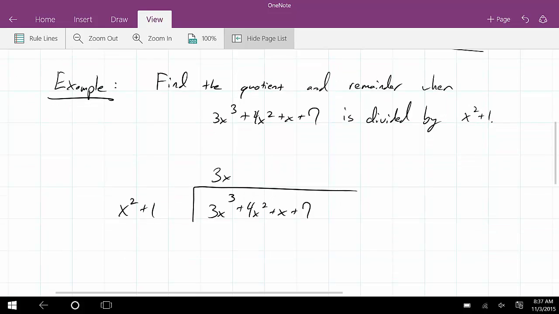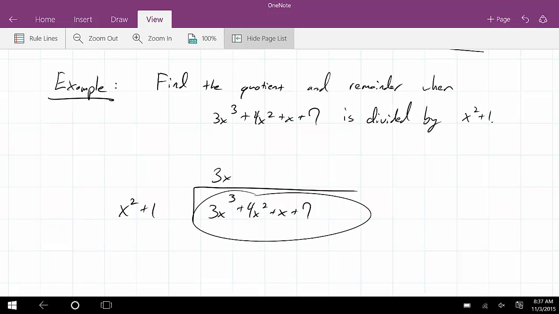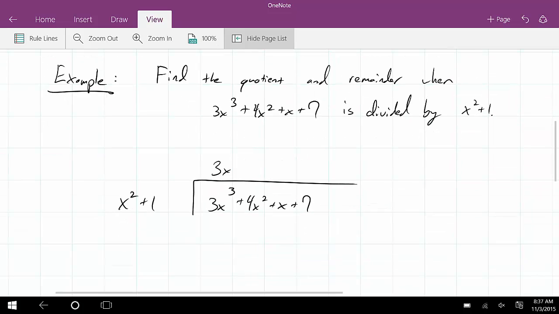So now what we're going to do is multiply. This is the divisor. This is the dividend. So now we're going to take 3x and multiply it by our divisor. It's got to be this exact same thing. If it's not the exact same thing that it is above it, then you made a mistake. So when we multiply 3x by x squared, we would get 3x cubed, and then when we multiply 3x by 1, we're going to get plus 3x. We're going to line it up with the x so that these are lined up properly.